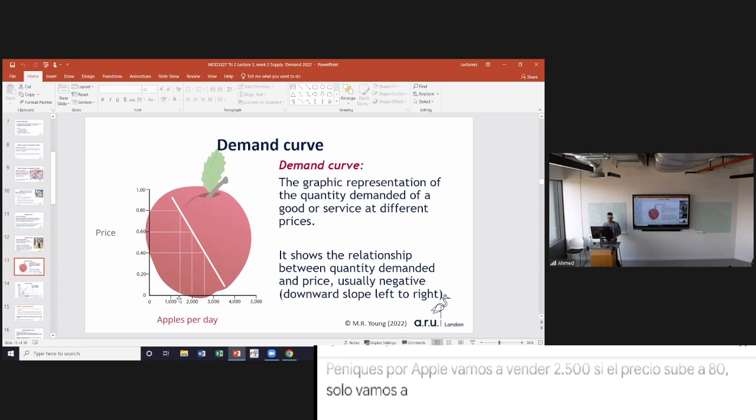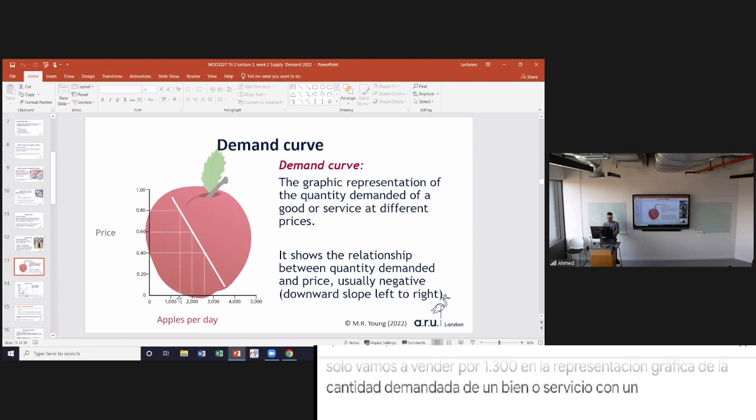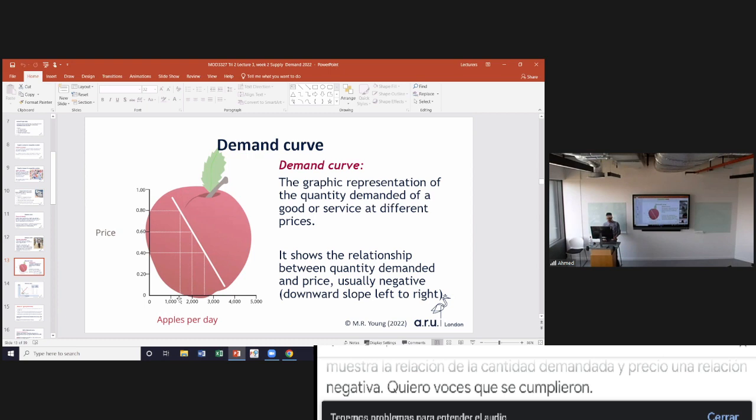Yeah. So the demand curve is the graphic representation of the quantity demanded of a good or service at different prices. It shows the relationship between quantity demanded and price. A negative relationship. As one rises, the other falls. Remember that from the last lecture? So the higher the price, the lower the sales. Yeah, that's right. It's called a negative relationship.